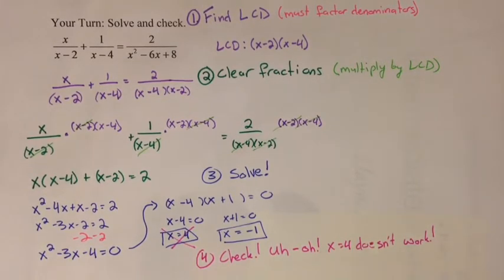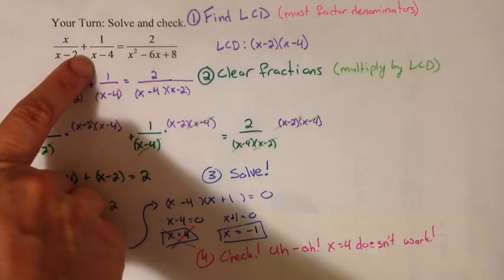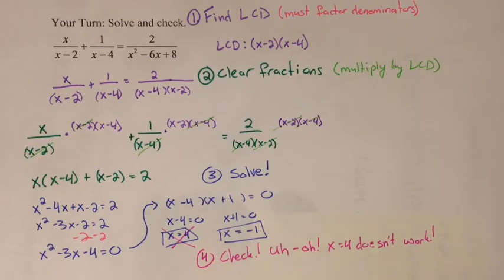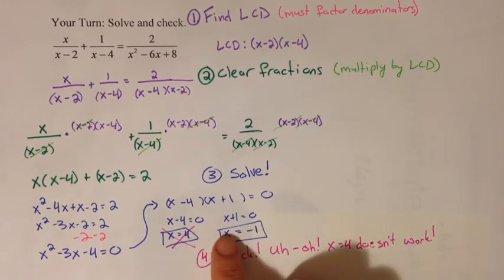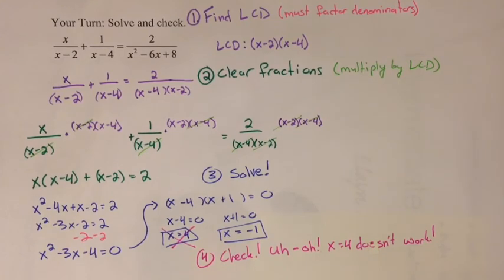My last step is to check my answers, and I found that when I plugged in 4, I got some division by 0. However, negative 1 was just fine, so I crossed 4 off my list of possible answers, and x equals negative 1 is my final answer.